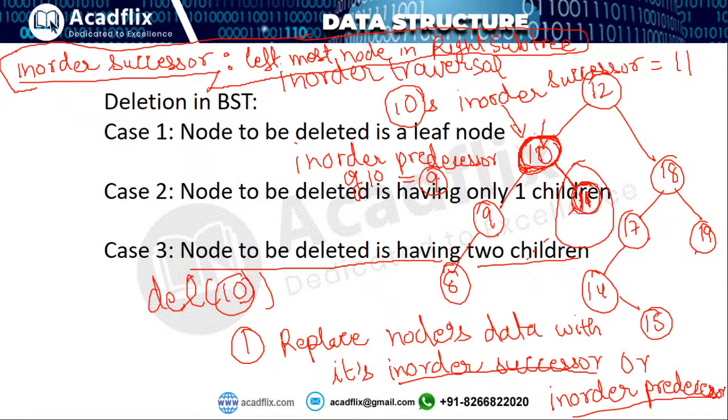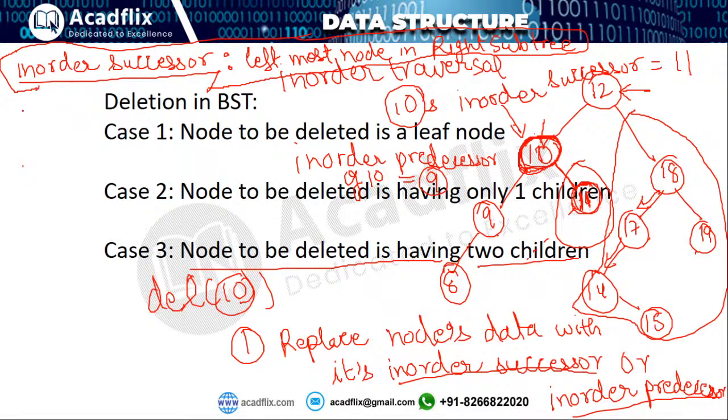But let's say my tree would have been this. If I was to find the in order successor of 12, what would it be? Go to the right subtree, and find the leftmost child. The leftmost child would be 14, right? So the in order successor of 12 becomes 14. This is how we find the in order successor of any node.